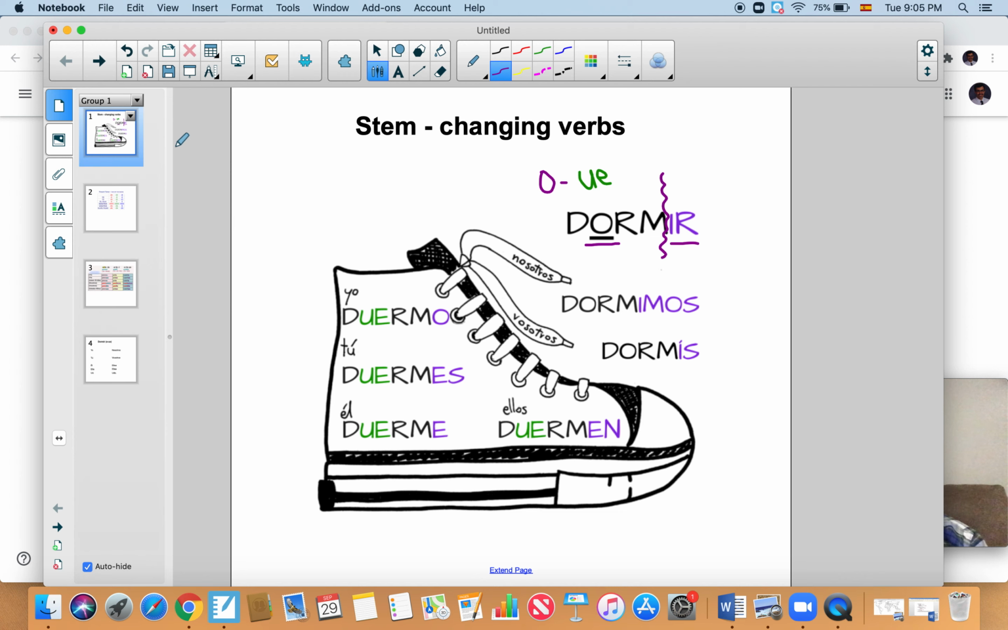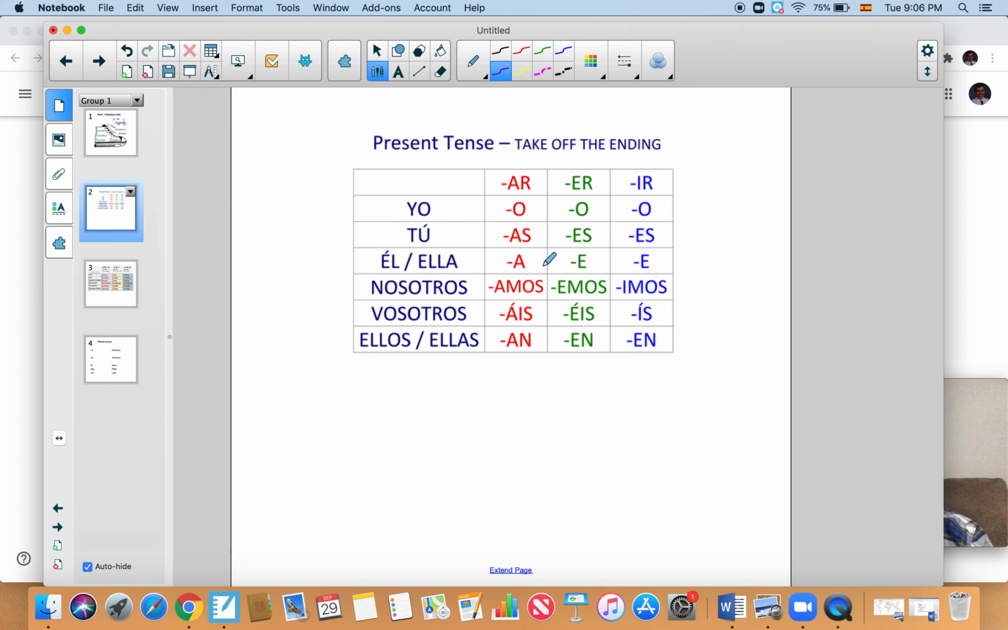See? So, if you need to take a moment to refresh yourself on what the ordinary endings are for AR verbs, ER verbs, and IR verbs, now would be a good time to see this chart. Okay, it's the same chart that I have in my classroom, the green one. For AR verbs: o, as, a, amos, áis, an. For ER verbs: o, es, e, emos, éis, en. And for IR verbs: o, es, e, imos, is, en.